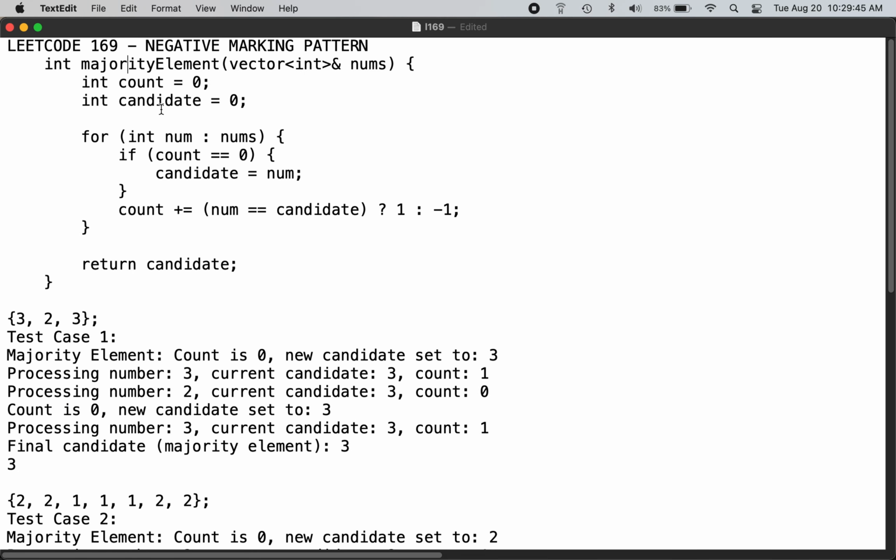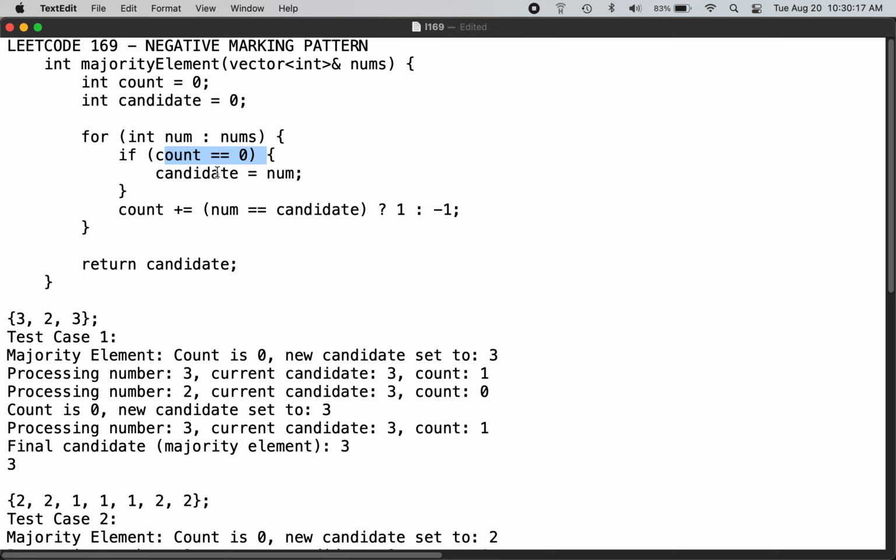Coming to the solution, I named this pattern the negative marking pattern. The algorithm is called the Boyer-Moore algorithm, but it is similar to, like, there is a negative marking as you see in the code. So when we run through the set of numbers, you initialize count and candidate both as 0. You keep testing each and every candidate to see who actually wins.